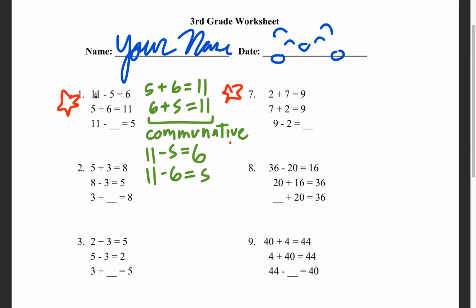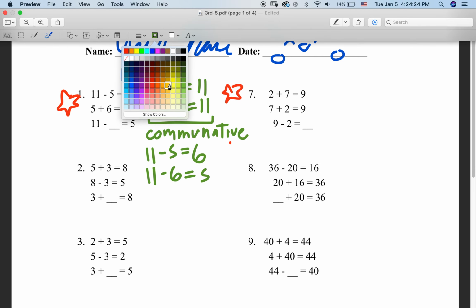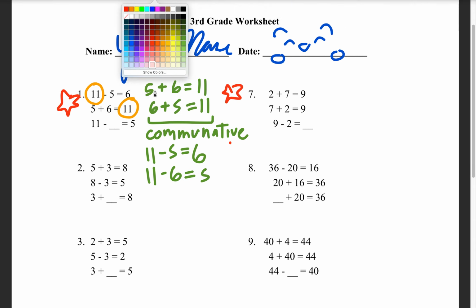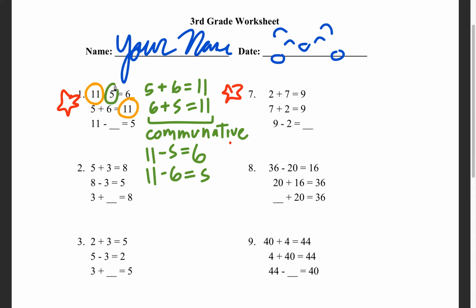So if 11 minus 5 is 6 and 6 plus 5 is 11, let me use a different color. So let's say the sum is orange. So sum minus part of an equation is going to equal that. Do you notice how 11 is the same as this number, and the green one is the same as the green one?